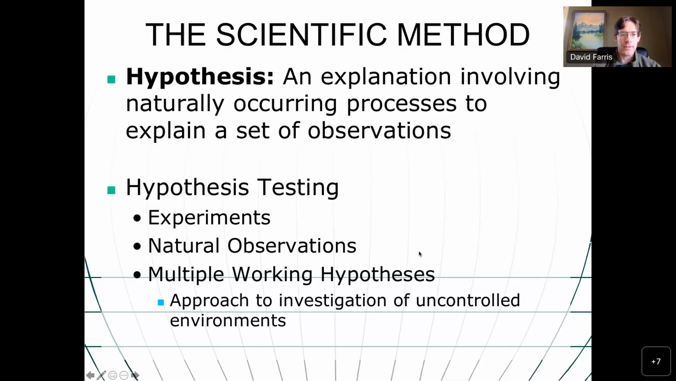to test hypotheses. Another thing that geoscientists do, because these are somewhat unconstrained environments, is that oftentimes you have multiple working hypotheses, or you generate two different hypotheses that are essentially competing with one another. And you see which one better describes future observations.